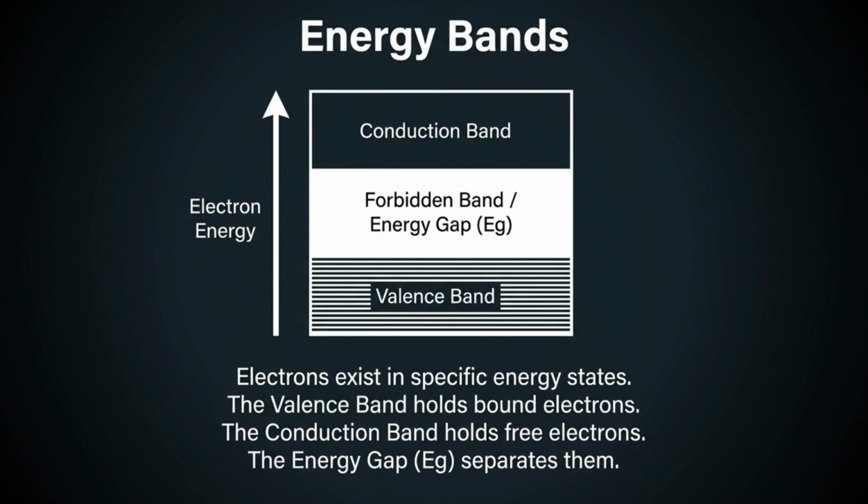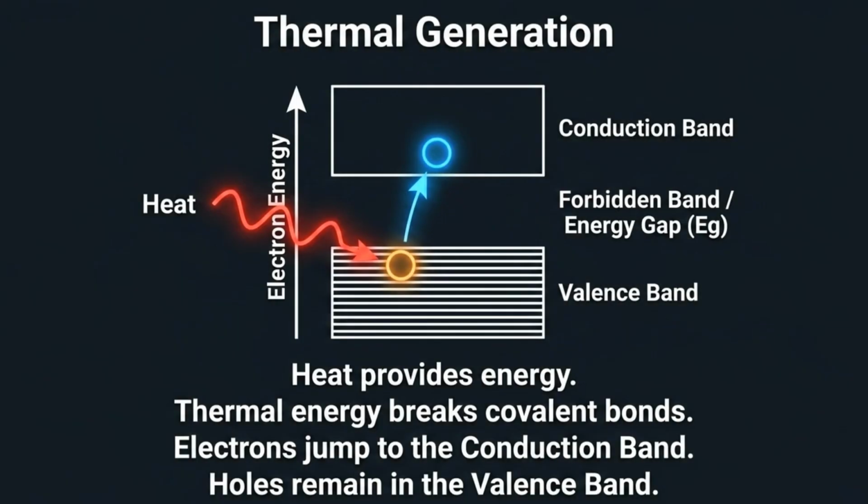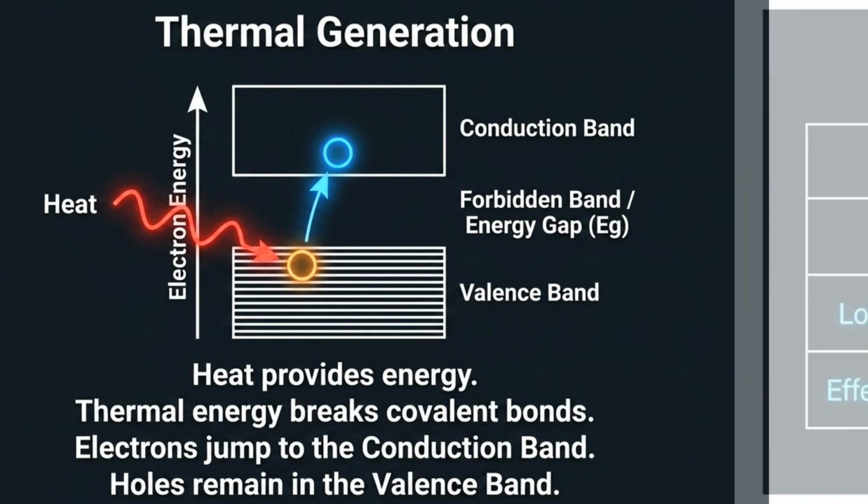Electron energy is described by energy bands. The valence band holds bound electrons, the conduction band holds free electrons, and the energy gap separates them. Thermal generation occurs when heat provides energy to break covalent bonds. Electrons jump to the conduction band, leaving holes in the valence band.